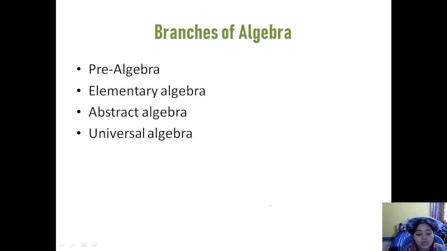Next, there are many branches of algebra like pre-algebra, elementary algebra, abstract algebra and universal algebra. Now, what is pre-algebra? Pre-algebra is a basic way of representing the unknown values as a variable, which helps us create a mathematical expression. Now, what is elementary algebra? Elementary algebra is the way of solving a mathematical expression. It is in the form of an expression or algebraic expression rather.